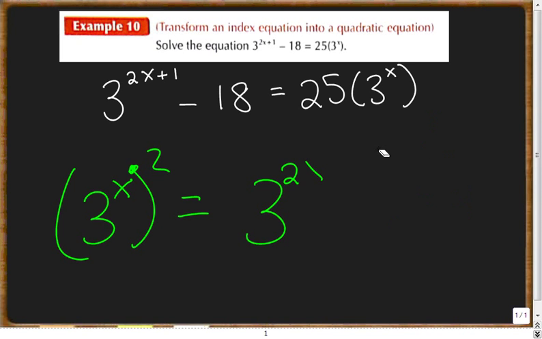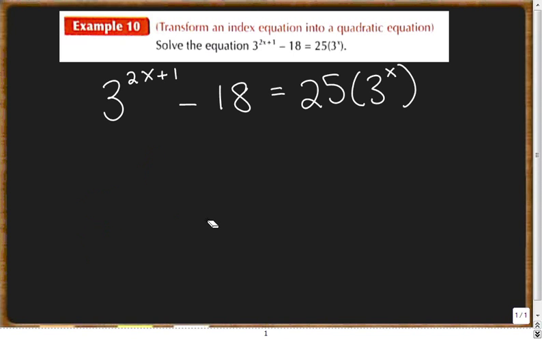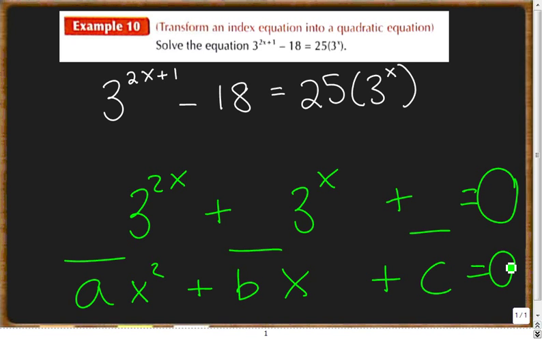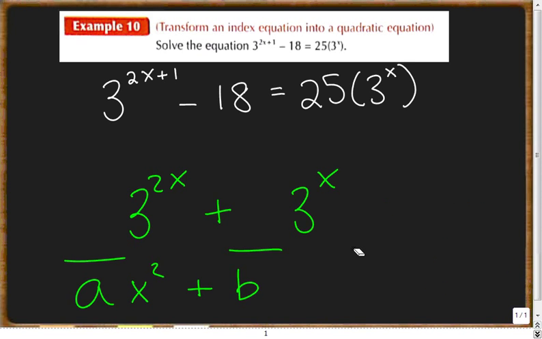And so what I'm going to try to do is get something with 3 to the 2x plus something with 3 to the x plus something equals 0. So think of this like a times x squared plus b times x plus c equals 0. Right? So 3 to the 2x is our squared term, and then we'll end up solving from there. So that's the big picture. Now I'm going to show you how I need to get this done.